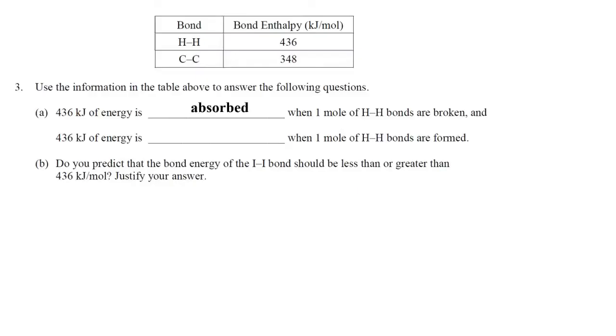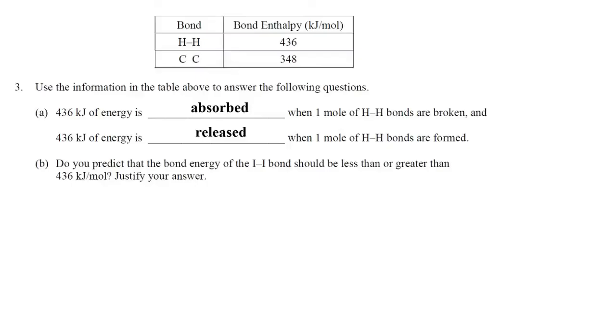So 436 kilojoules of energy is absorbed when 1 mole of H-H bonds are broken, and then the opposite is true when bonds are formed. So 436 kilojoules of energy is released when 1 mole of H-H bonds are formed. So breaking is endothermic, forming is exothermic. Part B, do you predict that the bond energy of the iodine-iodine bond should be less than or greater than 436 kilojoules per mole, which is that of the hydrogen-hydrogen bond?